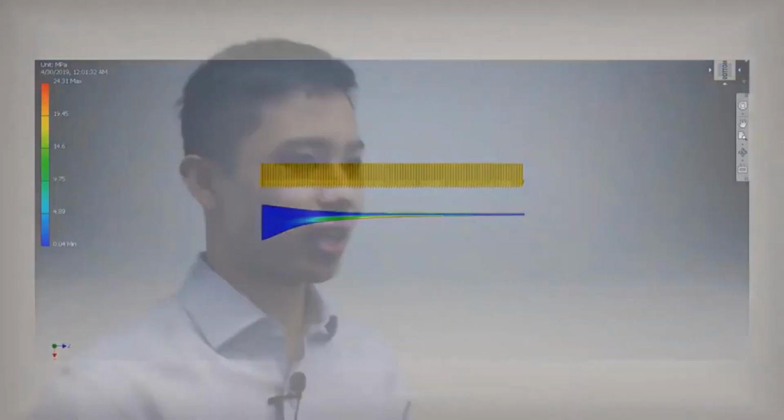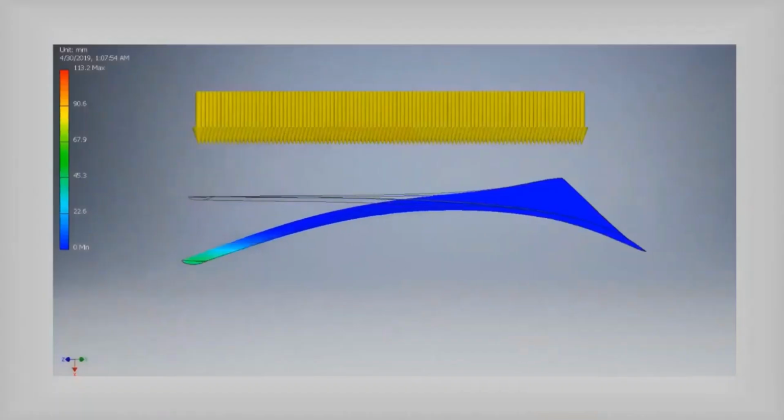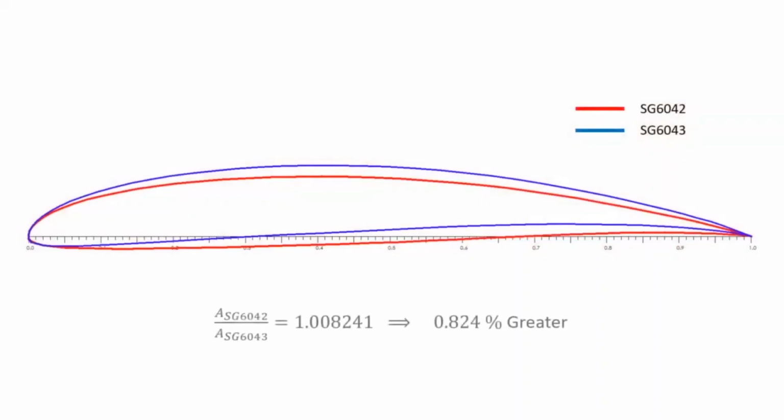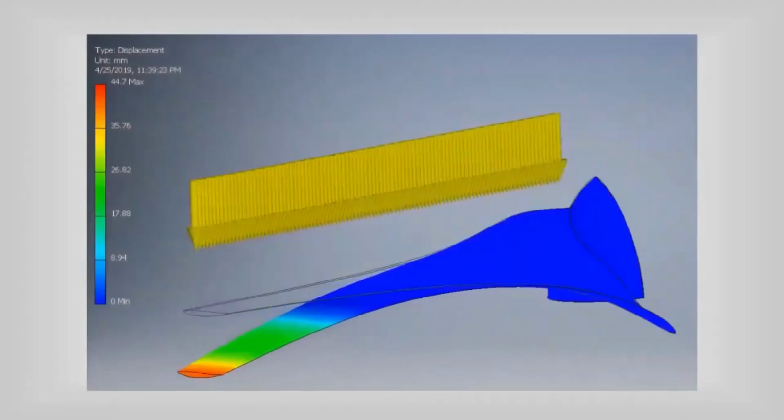The stress analysis showed that for the SG6043, our blade will experience a maximum deflection of 11.3 centimeters. This proved to be quite concerning, as although the blade would not break, this could significantly affect its aerodynamic performance. As such, a decision was made to switch our aerofoil section to the SG6042, which offered a thicker section. By performing all the calculations, FEA showed a 60% reduction in maximum deflection, from 11.3 cm to 4.4 cm.